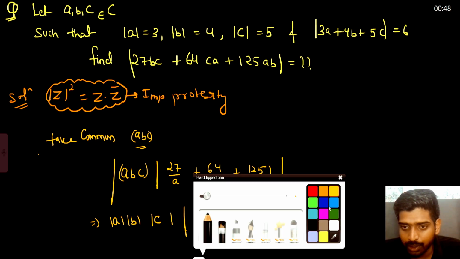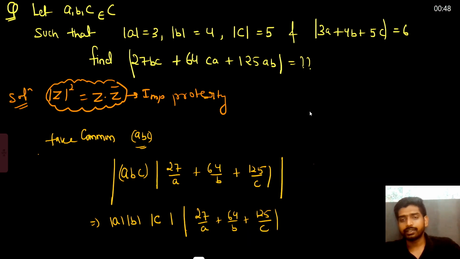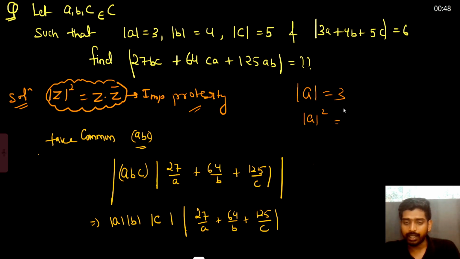Got it? Now we know that they have given, we'll try to use this property. They have given modulus of A is 3. So what is modulus A square? Modulus of A square is nothing but 9. Modulus of A square I can write as complex number A multiplied by conjugate of A, which is 9 only. Got it? And from here, can I write that conjugate of A is equal to 9 upon A?